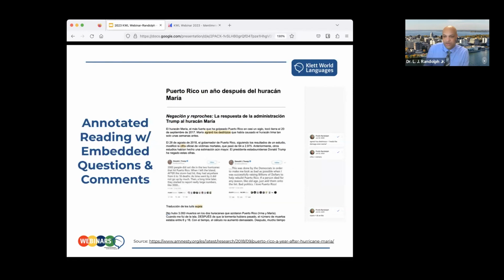We do a reading by Amnesty International, Puerto Rico 1 year after Hurricane Maria. And what I like to do is a Google Doc. I'm not very fancy. I just do a Google Doc. I put the students in groups. I think if you get more than 8 people in one group, the document just becomes too difficult to follow. But I put comments in there. I gloss words. I have my students do that.